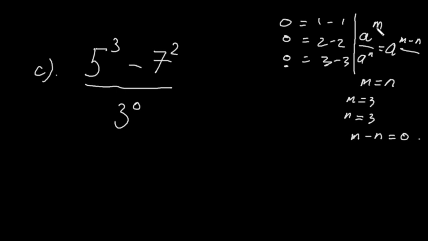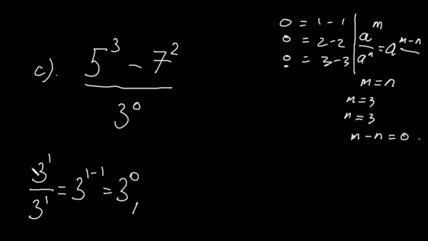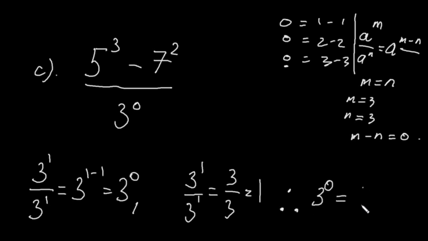Well, using our second index law, we know that 3 to the power of 1 divided by 3 to the power of 1 equals 3 to the power of 1 minus 1, which equals 3 to the power of 0. And we also know that 3 to the power of 1 over 3 to the power of 1 is equal to 3 over 3. It's the same thing, right? And we know that 3 over 3 is equal to 1. And so 3 to the 0 equals 1.